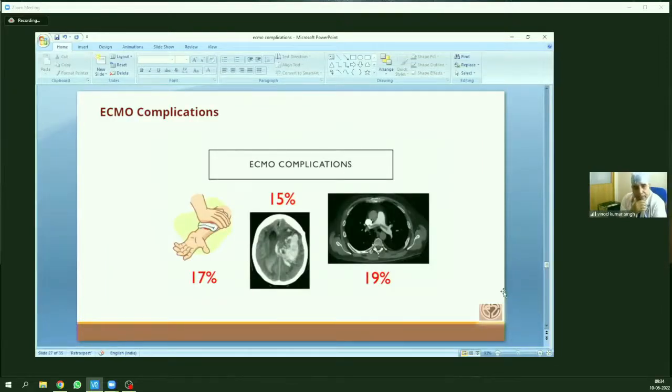Now the other complications which Samir has already talked about are the bleeding and thrombosis complications, which are also graded complications. The reported incidence at the cannula site is 17%, intracerebral bleeding is 15%, and also thrombosis. It could be a pulmonary thrombosis or some other areas of thrombosis, which is reported at 19%.